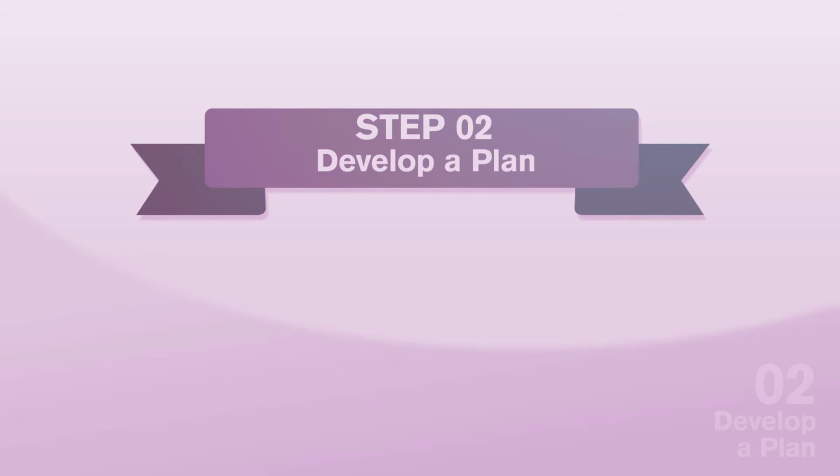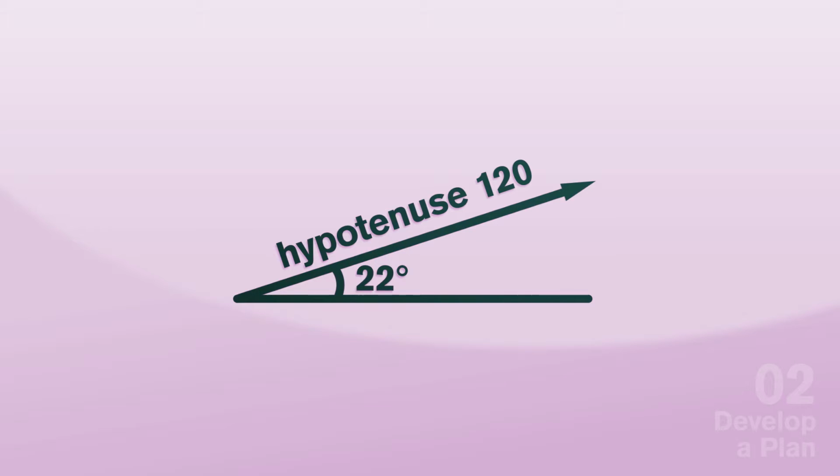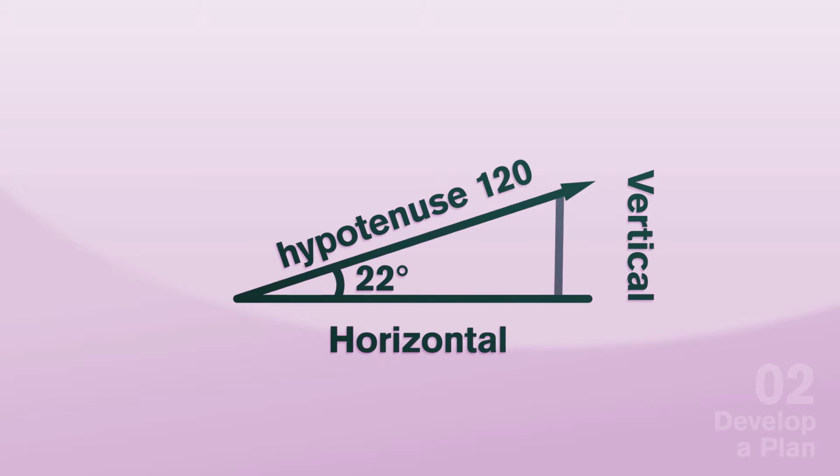So our starting throw is represented by this arrow. It has a length of 120 and is 22 degrees above the horizontal. These two lines, one horizontal and one vertical, are called the vertical and horizontal components of our starting throw. We need to find these two lengths, x and y.